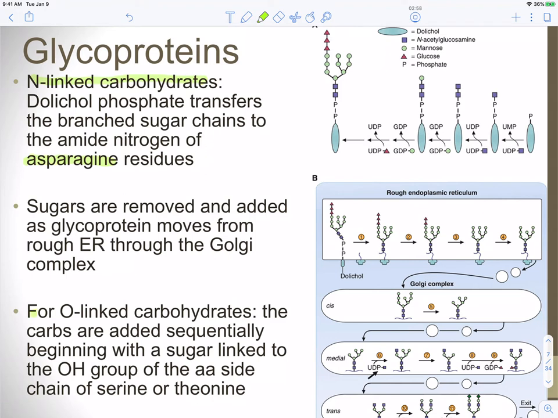We also have O-linked carbohydrates. And these are going to be added to OH groups of serine and threonine side chains. Now, sugars are going to be removed and added as your glycoprotein gets moved from the ER through the Golgi complex. So modification of these sugars can occur throughout the process of your protein being made and packaged.